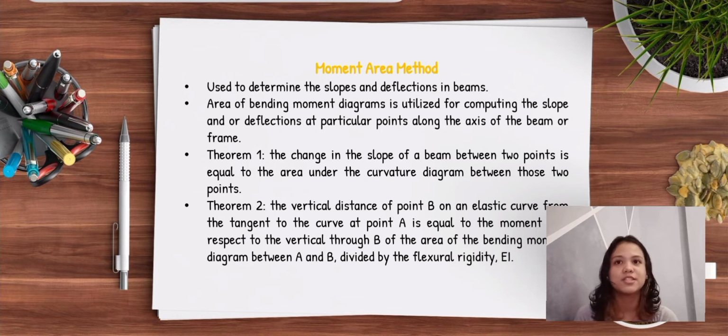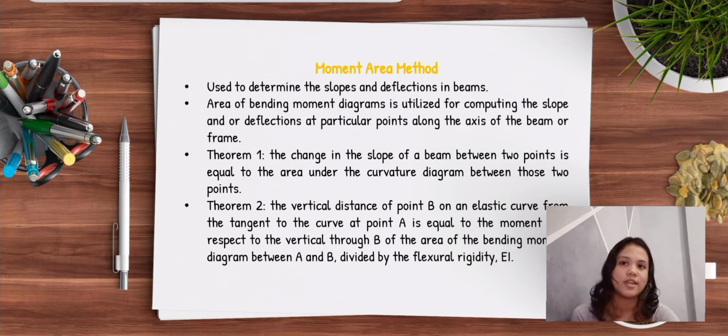The moment area method is used to determine the slope and deflections in beams. The area of bending moment diagrams is utilized for computing the slope and/or deflections at particular points along the axis of the beam or frame. In Theorem 1, the change in the slope of a beam between two points is equal to the area under the curvature diagram between those two points.